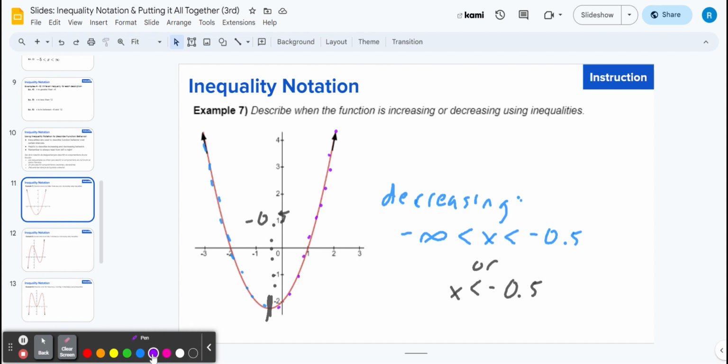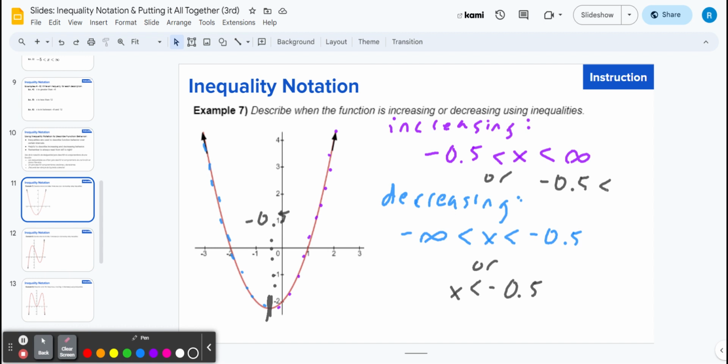Then our increasing, so that will happen everywhere else. So as we move right of that negative 0.5 spot, negative 0.5 is less than x. And we can either say is less than positive infinity, or if we wanted, we can just leave it as negative 0.5 is less than x.